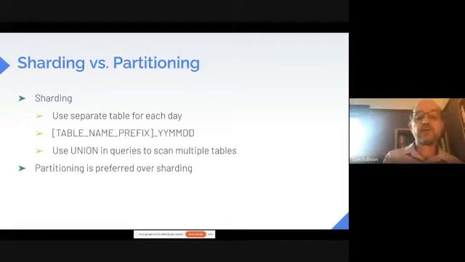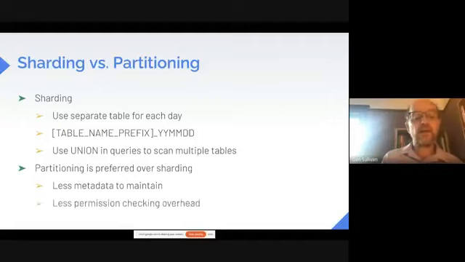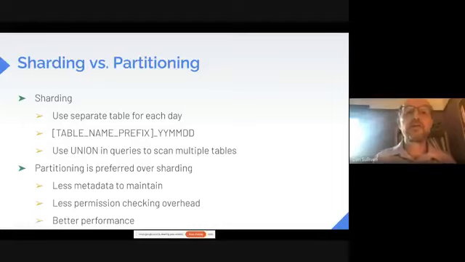But in BigQuery, partitioning is preferred over sharding because there's less metadata to maintain. Each of the tables in the sharding scenario has its own set of metadata. And there are also access control issues. If there are fewer tables, then there are fewer times you need to check access controls to determine whether a particular process or query or service trying to query the table actually has access to that particular table. As a result, partitioning gives better performance than sharding. So definitely, in most cases, we want to prefer partitioning over sharding.